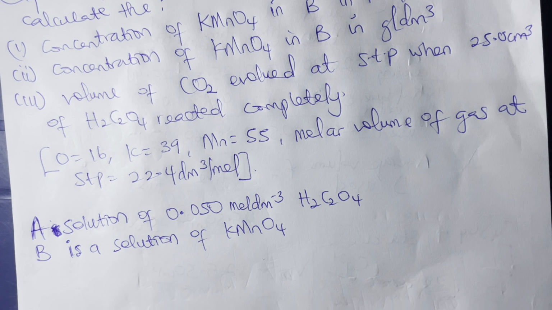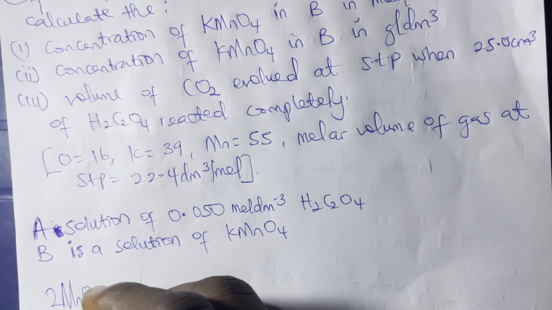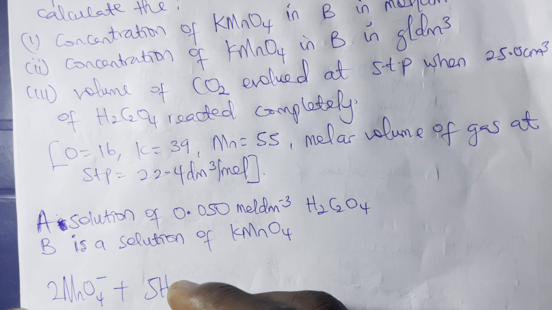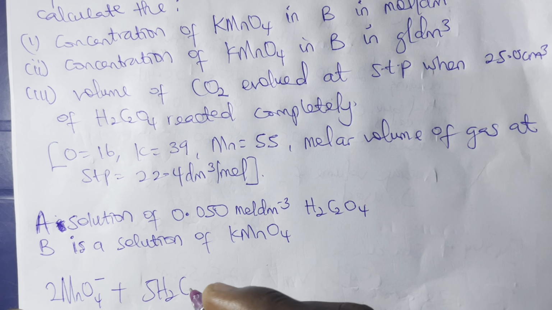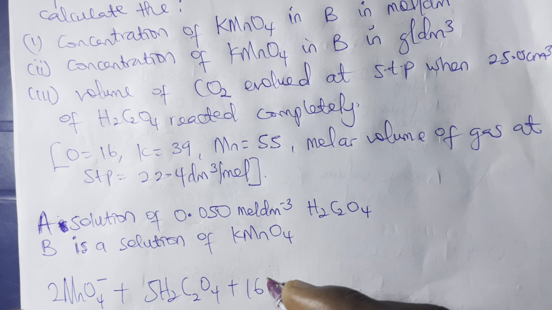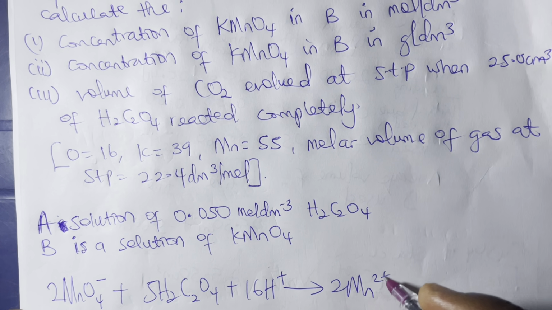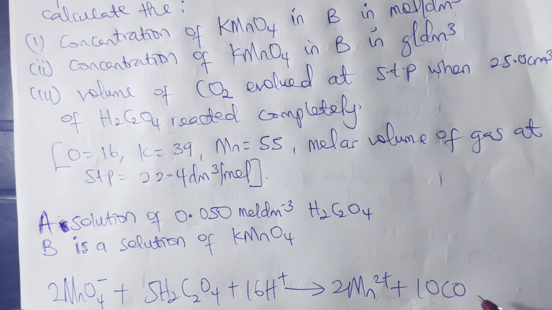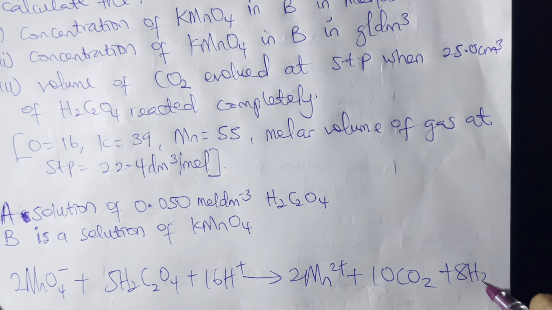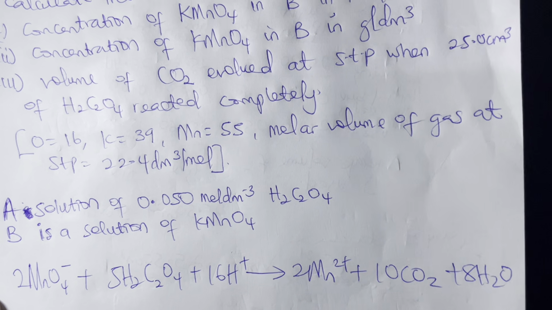Now, what's the equation of the reaction for this? The equation of the reaction is 2MnO4 minus, plus 5H2C2O4, plus 16H plus, which gives us 2Mn2 plus with 10CO2 and then with 8 molecules of water. So now let's solve this question together.